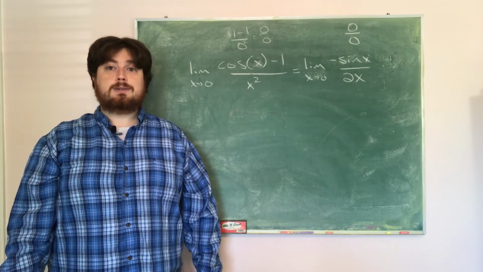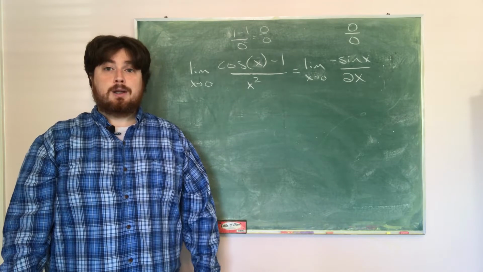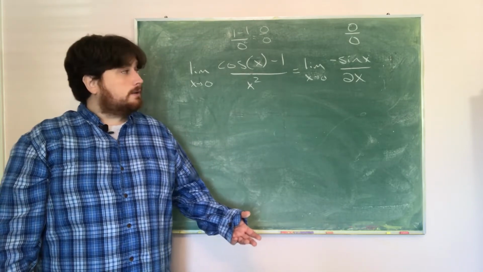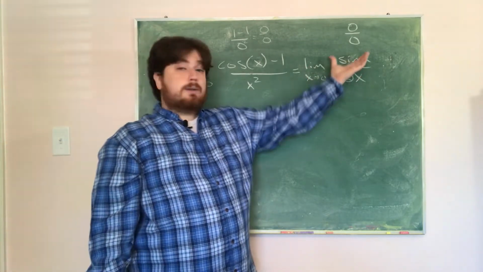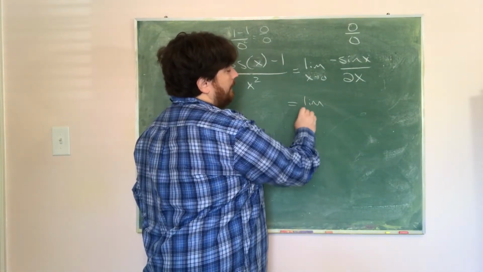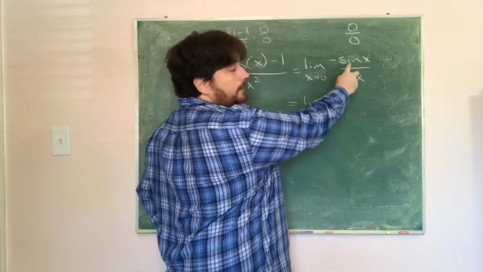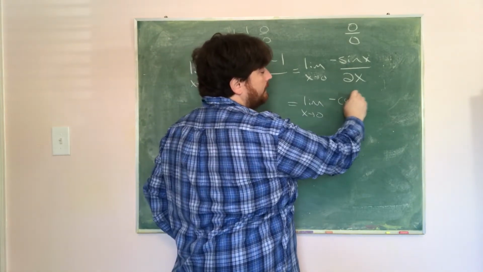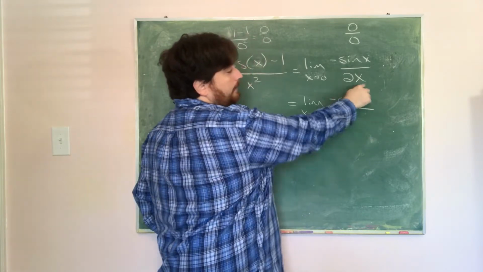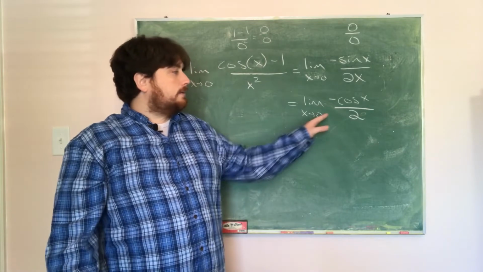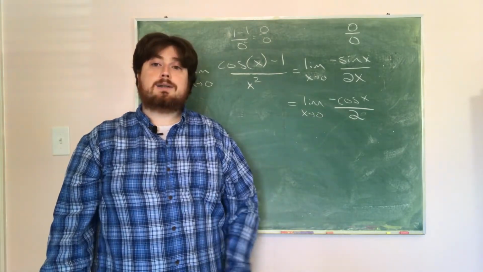Well, as opposed to despairing and giving up at this point, we should note that 0 over 0 means we can use L'Hopital's rule again. So instead of giving up, we're going to use L'Hopital's rule again. In that case, we get the limit as x goes to 0 of the derivative of sine, which is cosine, so the derivative of negative sine is negative cosine. And the derivative of 2x is 2. So now we have the limit as x goes to 0 of negative cosine of x over 2.